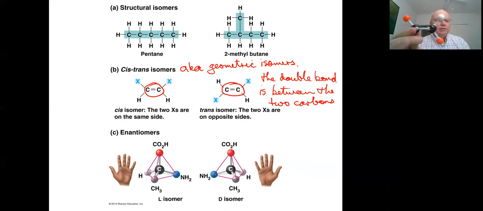The only way that you can go from one form to the other form is to literally break one of the two covalent bonds between the carbons, rotate everything around, and then reform the double bond again. But breaking and forming double bonds, remember, is a chemical reaction. That requires energy. You cannot spontaneously change this form to this form, or vice versa. That can only be done by a chemical reaction. So these are two very distinctly different molecules.